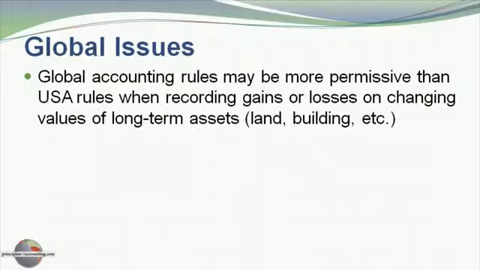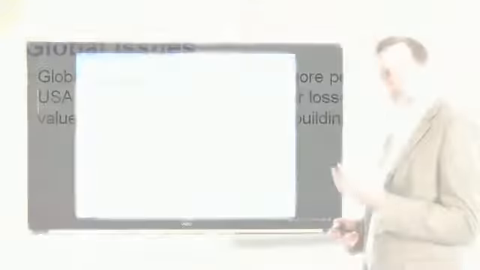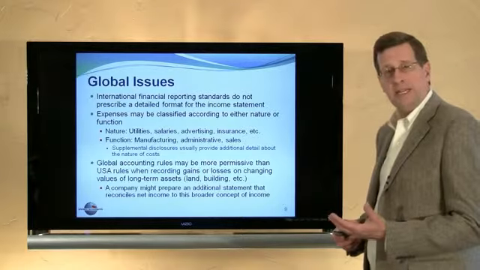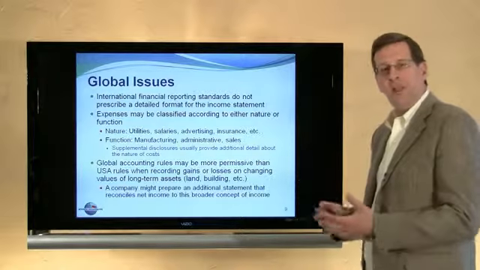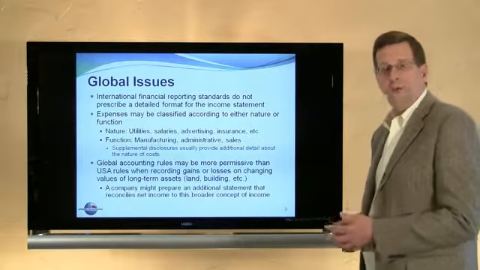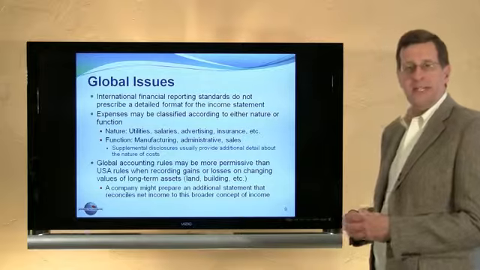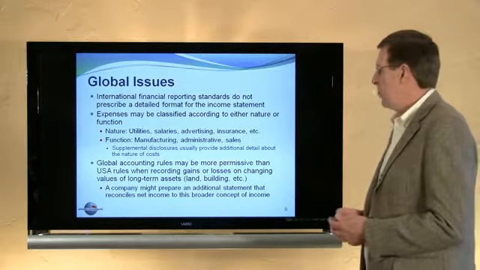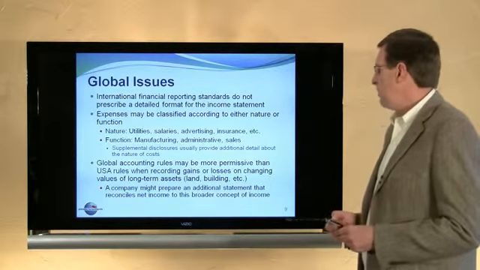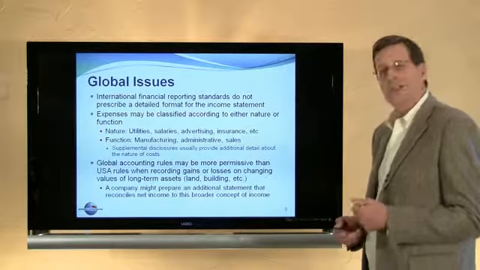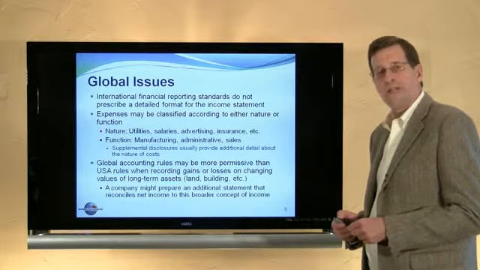Global accounting rules tend to be more permissive than USA rules when recording gains and losses on changes in value of long-term assets. So an international company's income statement might have additional line items reflecting revaluations of property, plant, and equipment assets that are not presently recognized under U.S. GAAP. And the company needs to prepare an additional statement that reconciles net income to these broader concepts of income.